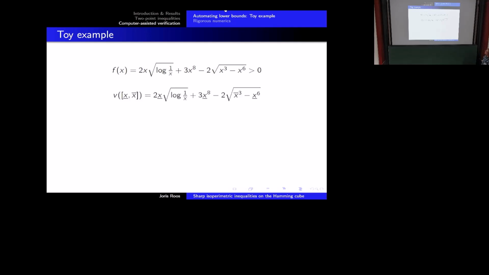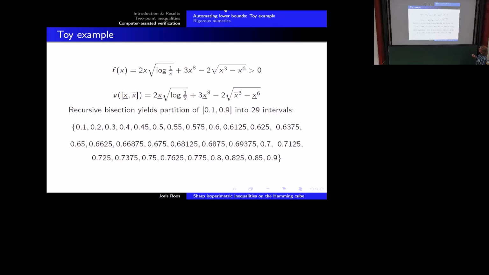So how do we get a tight lower bound? It's very, very simple. You just use monotonicity of the functions that make up your given function. And recursive bisection gives me now a partition of 29 intervals. So the calculus student should really hand in this as a solution, right? This is basically that, if you take that picture and you try to make it a proof, then this is the proof. And this can be done by a computer. You don't need a human to do this, right?